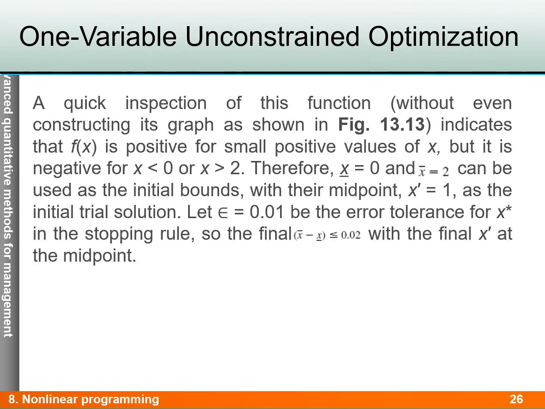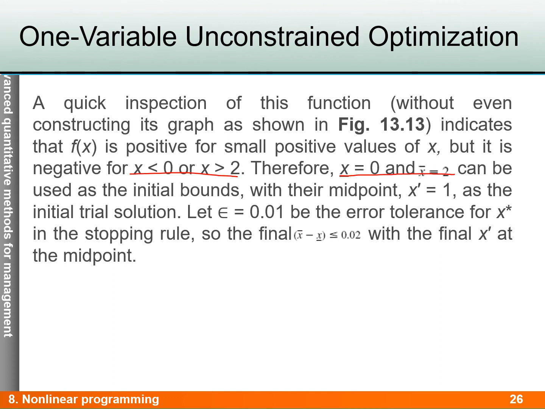So, as you see here, this is the explanation. A quick inspection of this function indicates that f(x) is positive for small positive values of x, but it is negative for x less than 0 or x greater than 2. This is why we decided on this lower bound and upper bound.